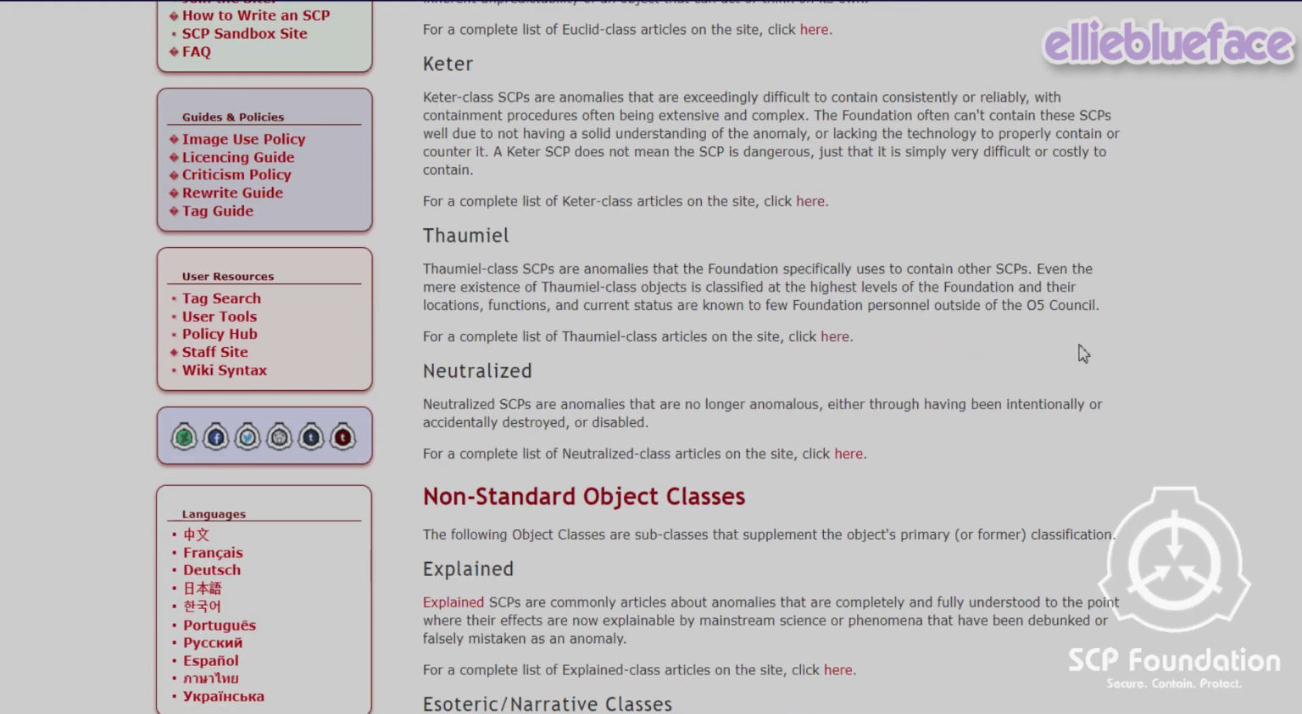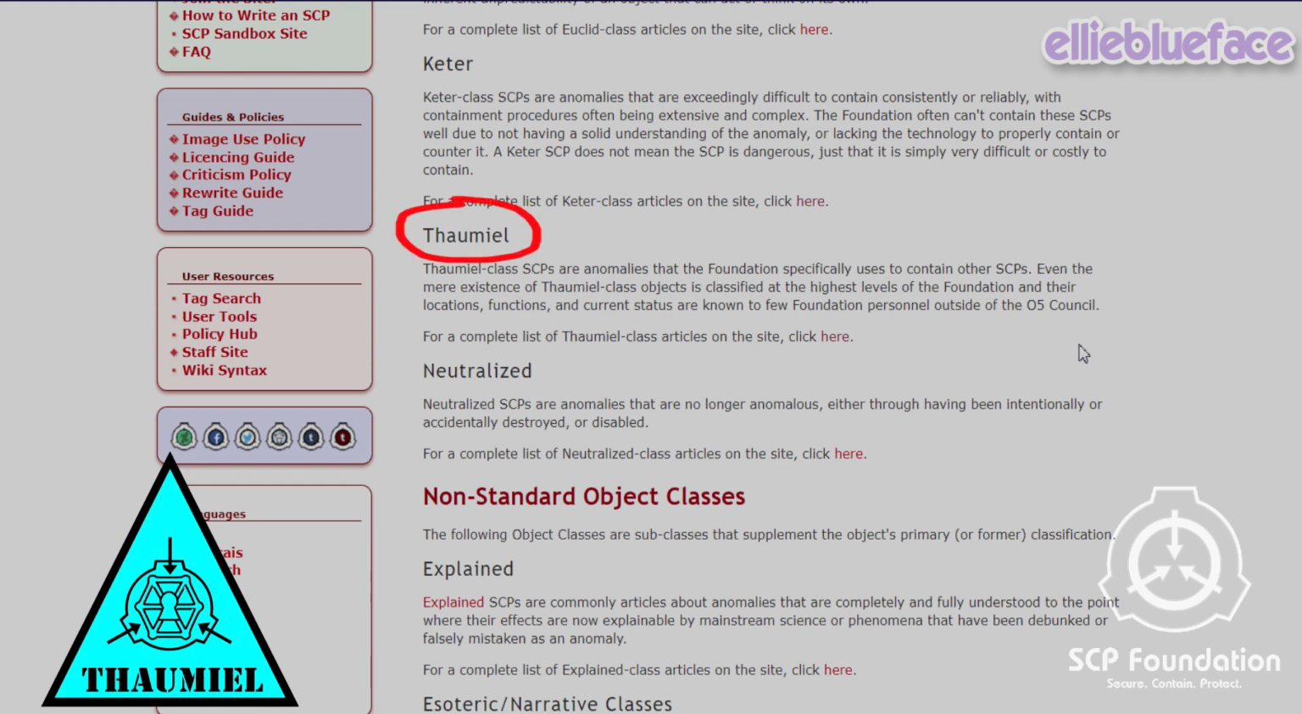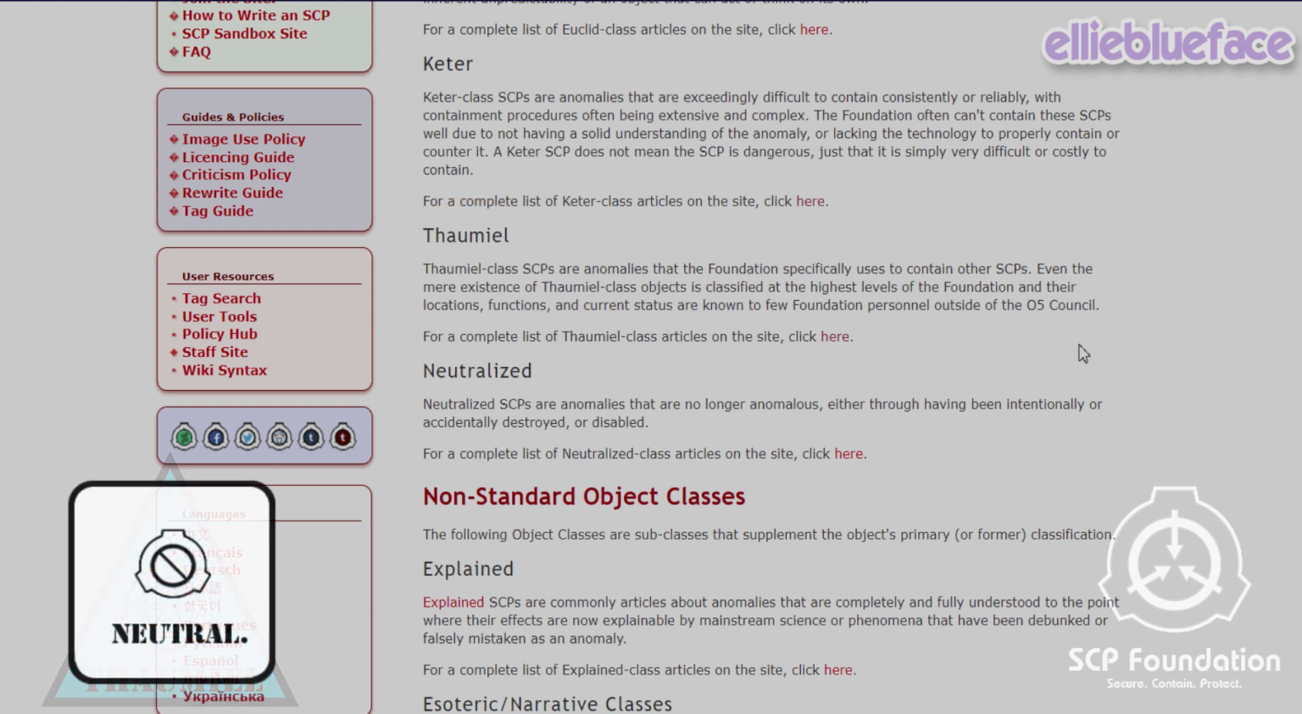There is one more class that we'll talk about, which is quite rare to be honest, but we may cover them at some point, and that's Thaumiel. Thaumiel class SCPs are the ones that the Foundation uses to actually contain other SCPs. So sometimes they're really helpful, not necessarily bad in a way, but they are the highest in terms of the status. Even the staff have to be very highly rated to be able to interact with one of these Thaumiel SCPs.